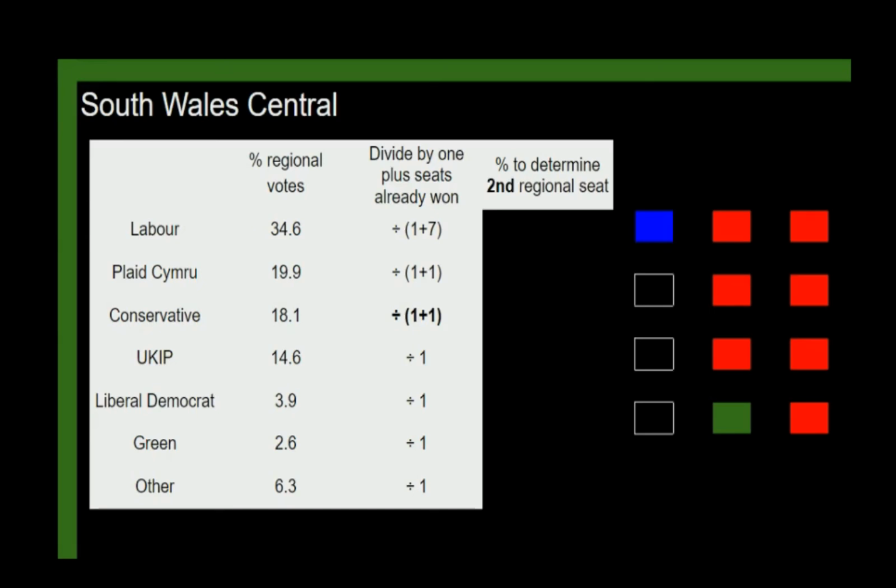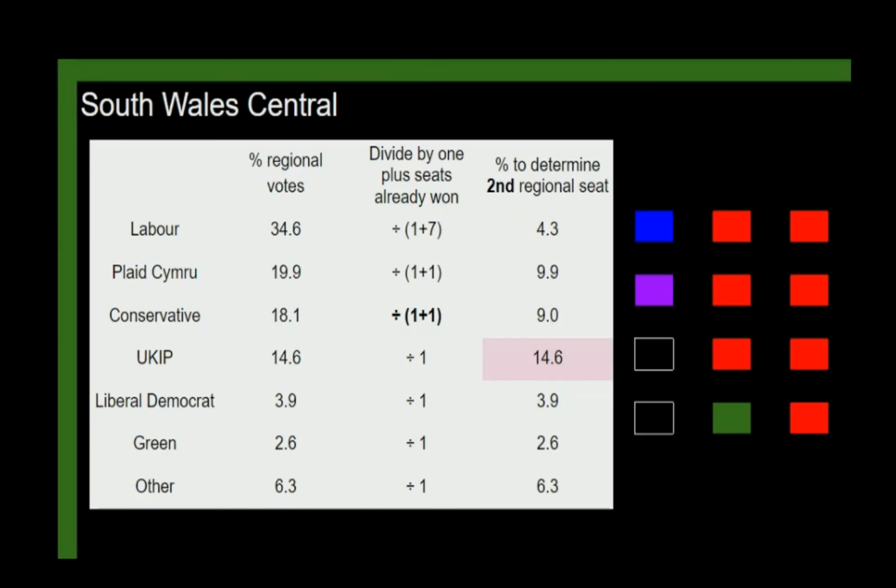For the second count, the Conservatives are getting their vote divided up now, meaning UKIP now has 1, and for the third count, UKIPs are going to get divided by 2, meaning the third seat goes to Plaid. For the fourth and final count, Plaid are getting their vote share divided by 3, as they now have 2 seats, giving the Conservatives the 4th seat.